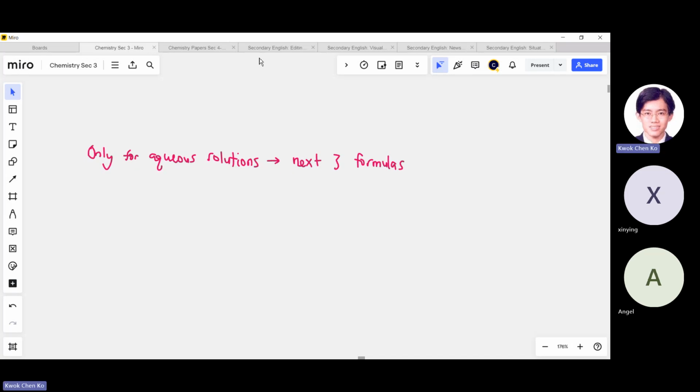Now, before I go further, what aqueous solutions do you know? Richard, give me one. Where do you encounter aqueous solutions? First one, acid. Yeah. Anytime the question uses the word acid, automatically it's aqueous, or they use the word alkaline, automatically it's aqueous.